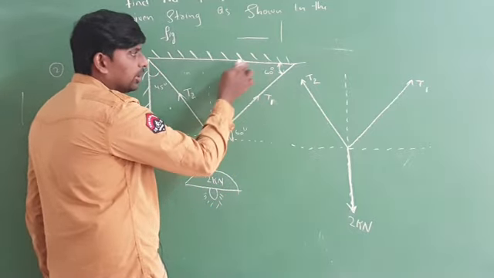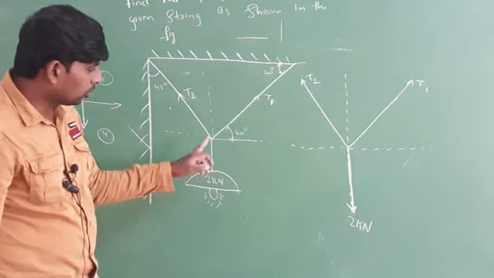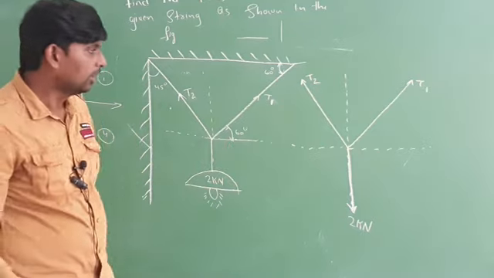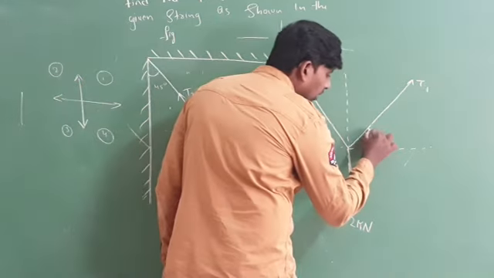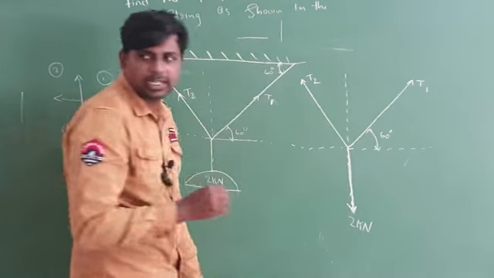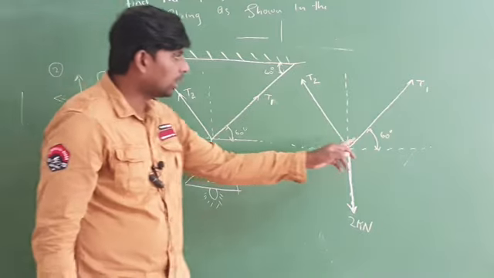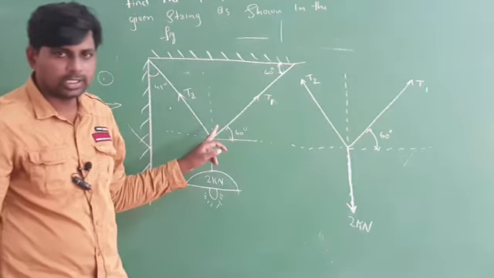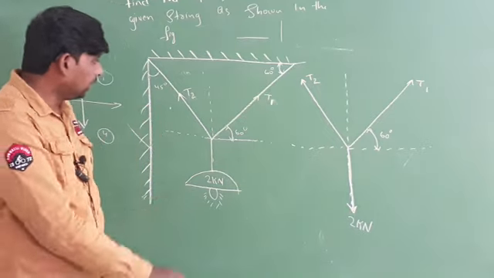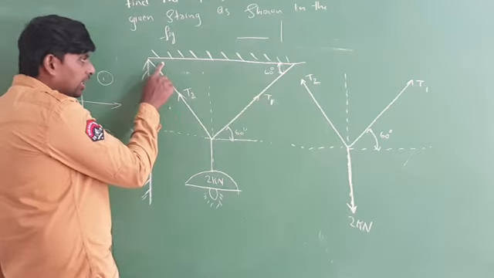Here the angle with respect to horizontal, so here also you have to take with respect to horizontal. How much angle is here? 60 degrees. And here also 60 degrees. I told you opposite angles are equal, and based upon that opposite angle only you have to take. Here the angle is 60 degrees, and here also 60 degrees.